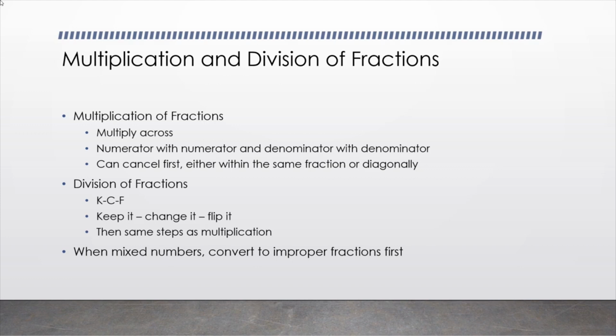Now, if you have mixed numbers, you would convert them to improper fractions first. The mixed number, like 4 and 1/2, technically it's the same as 4 plus 1/2, so it makes things a little different. So you want to convert it to the improper fraction first. That's the reasoning behind that.